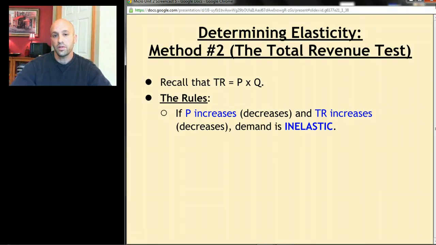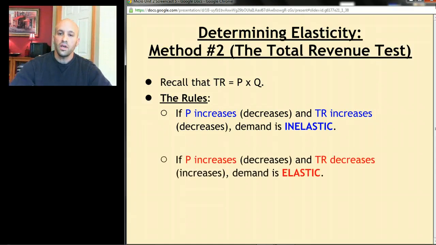If I raise my price of heroin, and I find more money in my cash register as a result of that, I know that heroin's inelastic. If price increases and total revenue decreases, in other words, if price and total revenue move in opposite directions, we know that demand is elastic. If I raise my price of fuzzy bunny slippers, but people stop buying it so much that I actually get less money in the cash register, I know that demand is elastic.